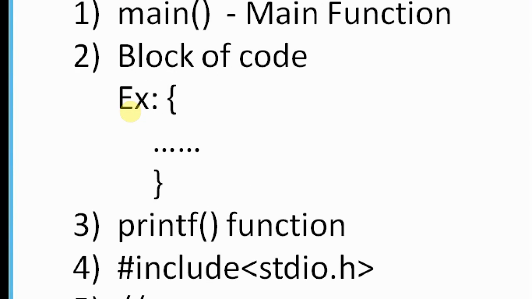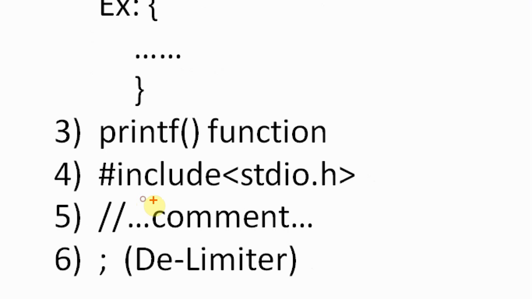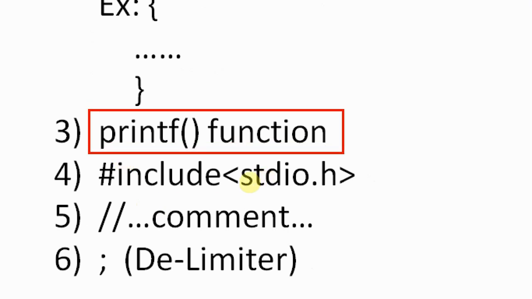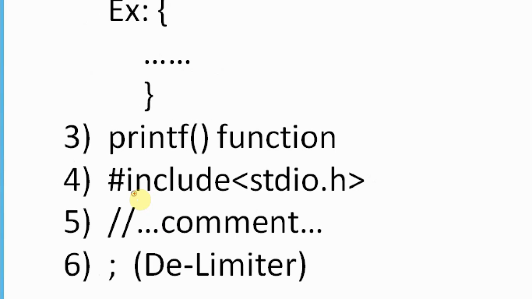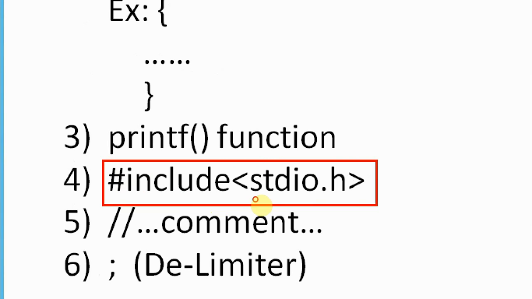Next, the third basic is the printf function. The printf function is a predefined function which is used to print some text or message or data on the output screen of your system. Next, the fourth one is hash include stdio.h. Hash include says that I want a library file whose name is stdio.h. I want to use this library file in my program, and in this library file we have the printf function.